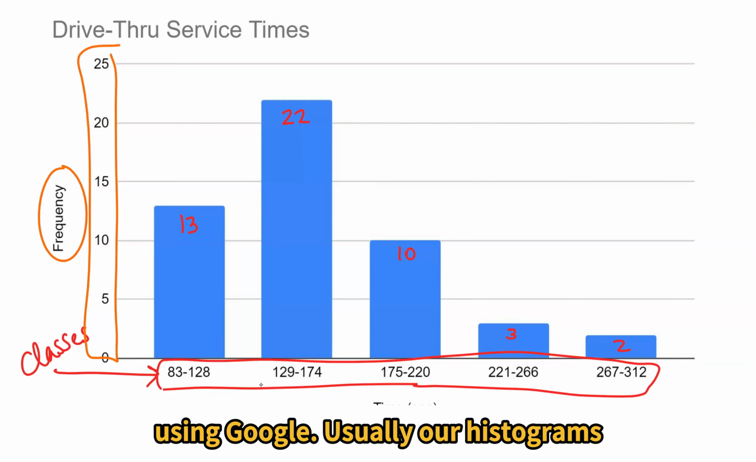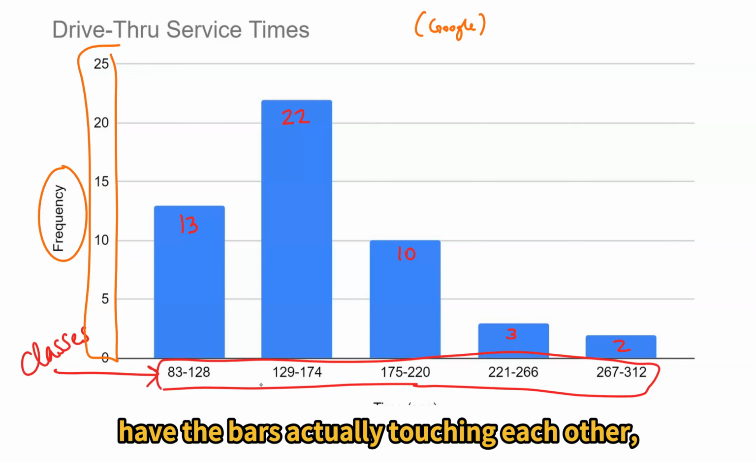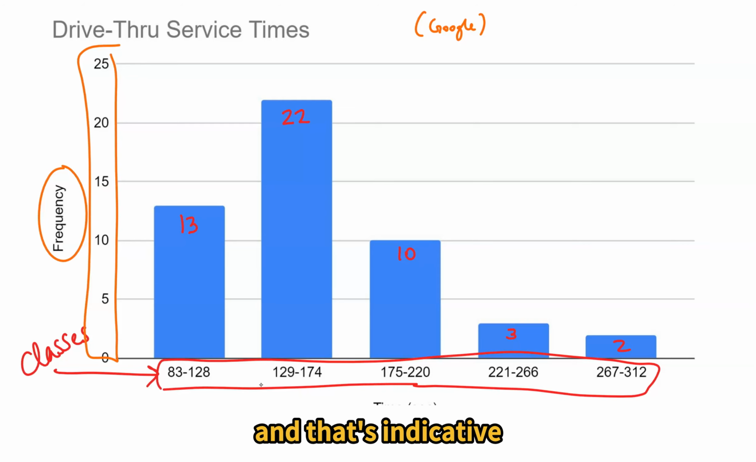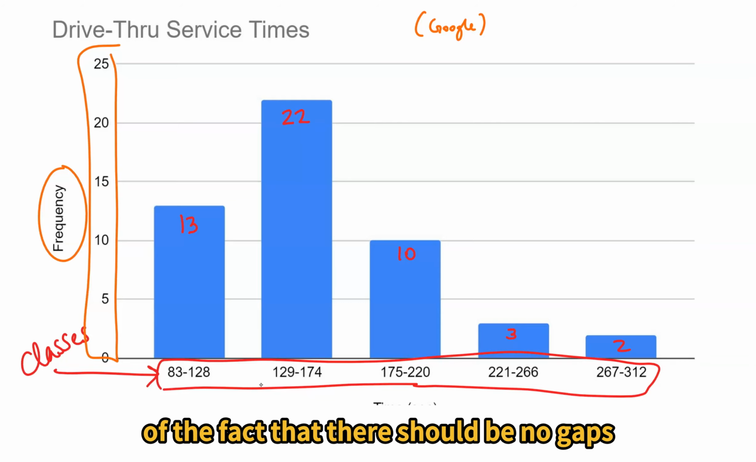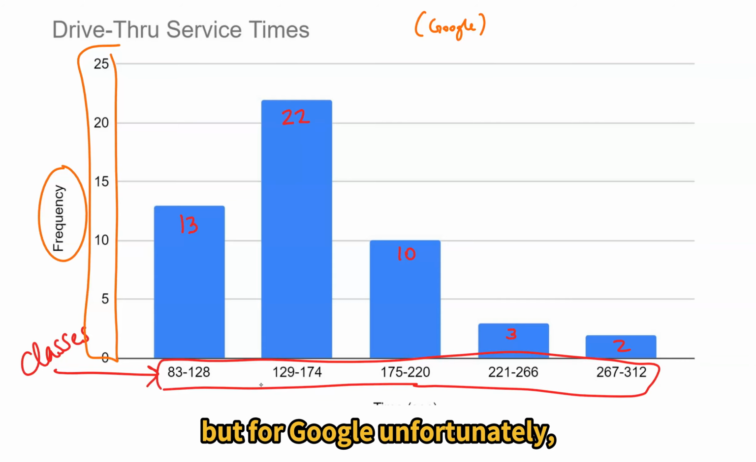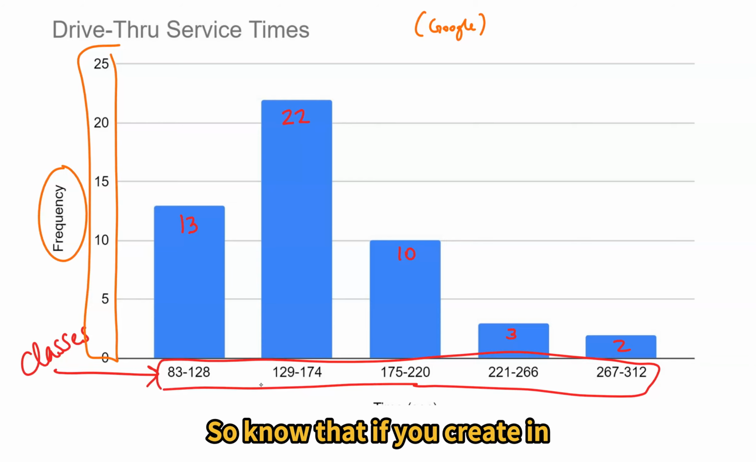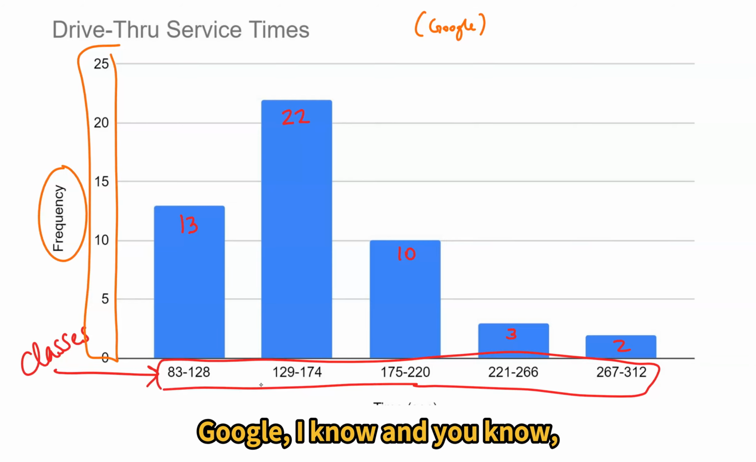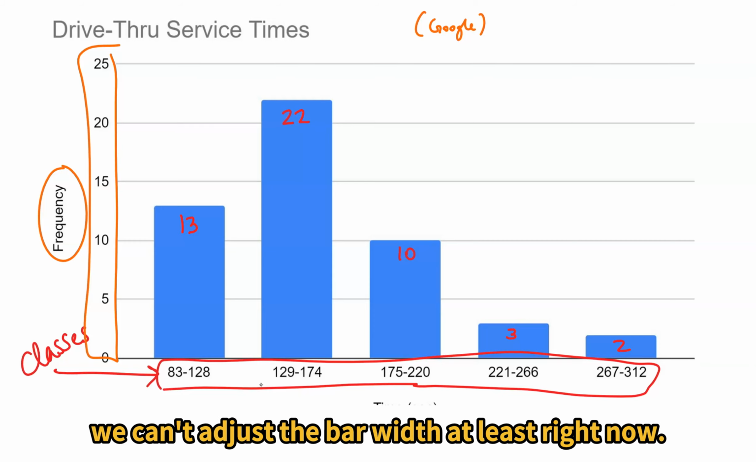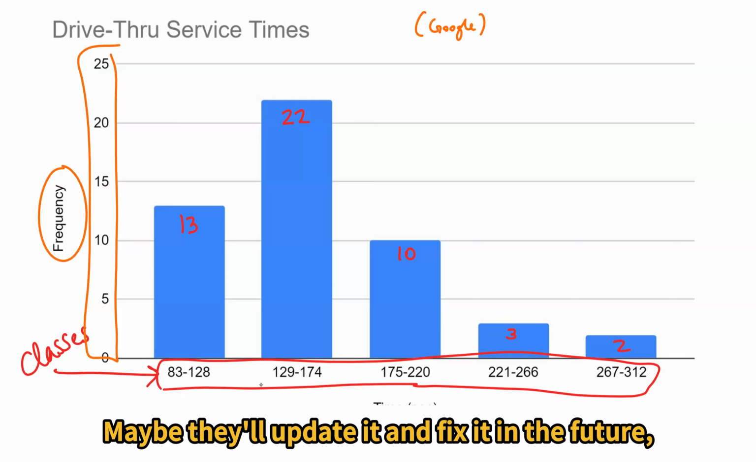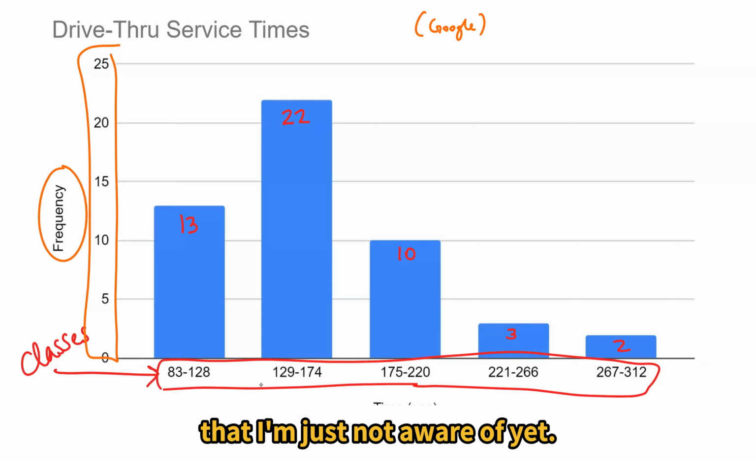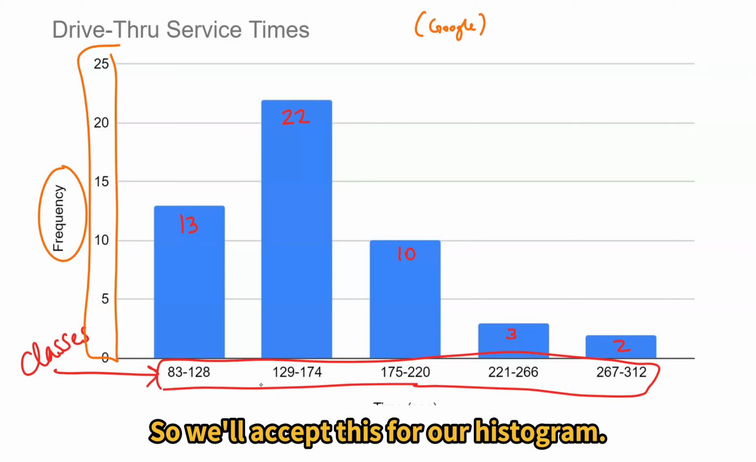This graph was created using Google. Usually our histograms have the bars actually touching each other, and that's indicative of the fact that there should be no gaps in our frequency distribution. But for Google, unfortunately, changing the widths of the bars is not an option. You do have that option in Excel. So know that if you create in Google, we can't adjust the bar width, at least right now. Maybe they'll update it and fix it in the future, or maybe there's a hack that I'm just not aware of yet. So we'll accept this for our histogram.